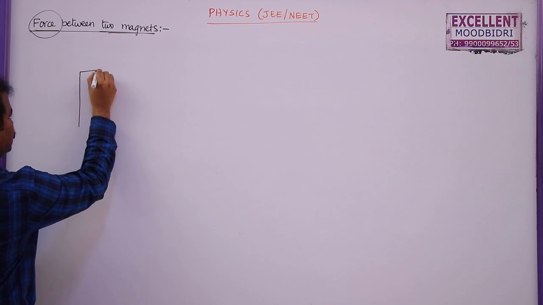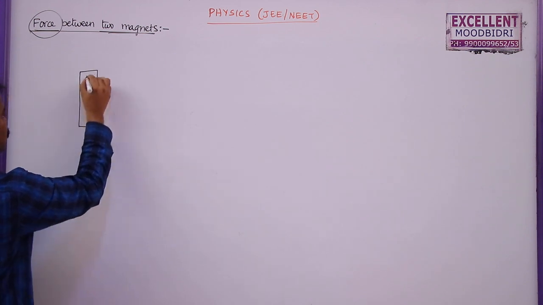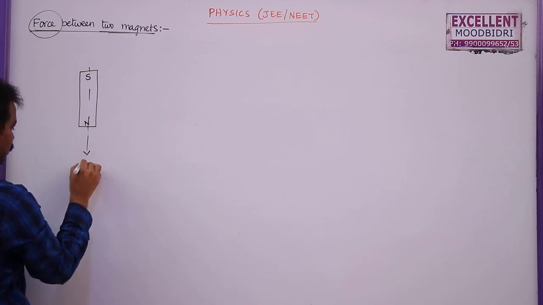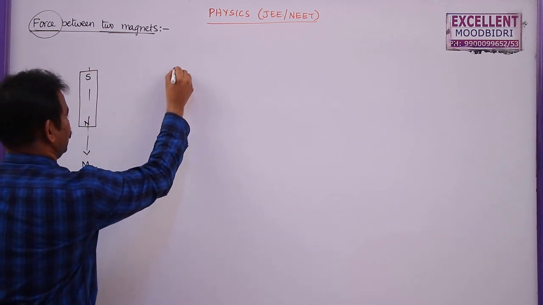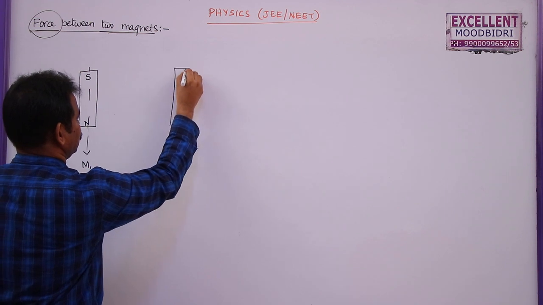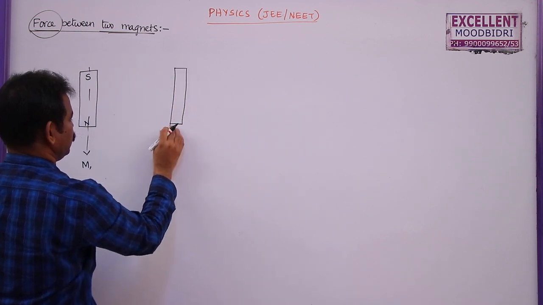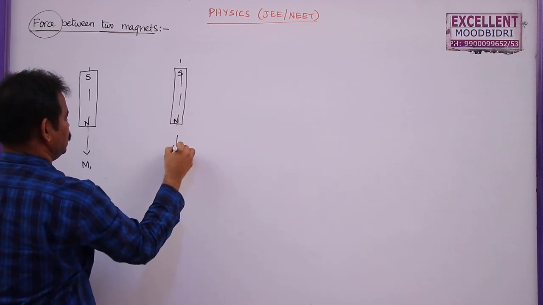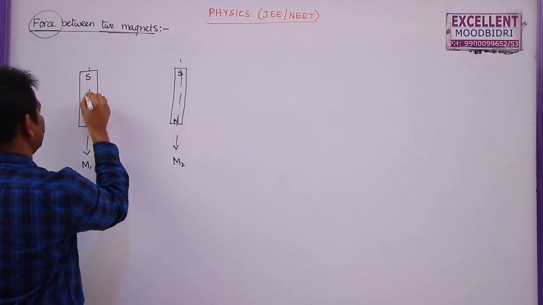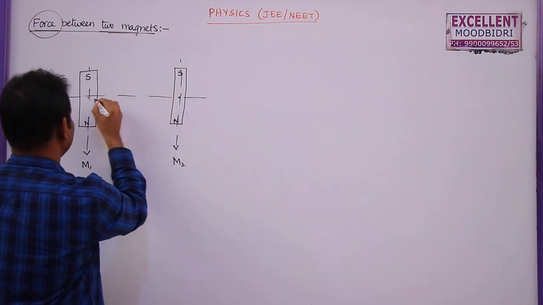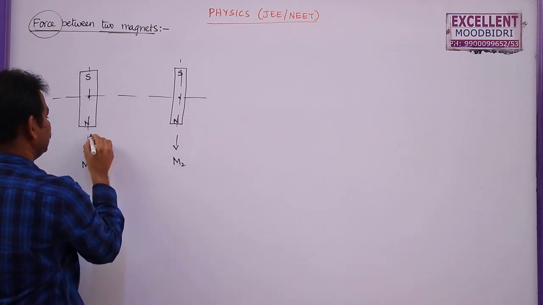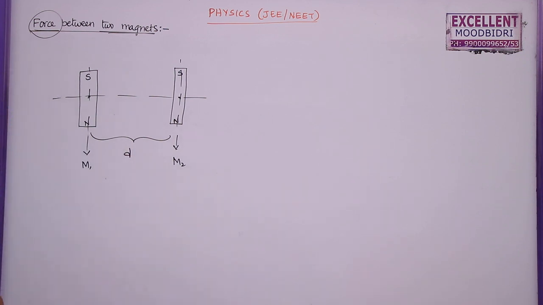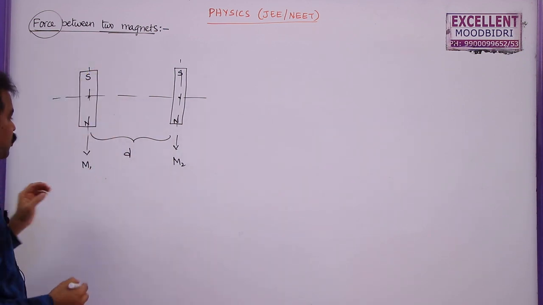Magnets are placed like this. This is the first Bohr magnet, south pole and north pole, and this is the magnetic moment M1, and one more magnet, a smaller one compared to the size of this one. Let us say south pole and north pole. This is M2. Now if you join the centers of these two Bohr magnets, the distance between these two, let us say d.